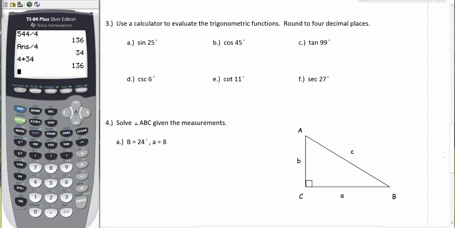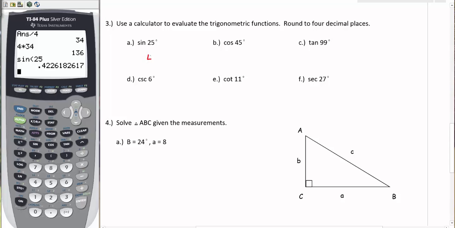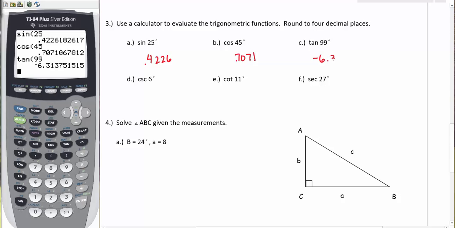Okay, so then another piece of today is to use your calculator. So you first need to make sure that you're in degree mode. So go to mode, make sure it's in degree, and you're just going to type in sine of 25. Wonderful, 0.4226. Okay, cosine and tangent are the same. Cosine 45, we got 0.7071, and tangent of 99, which is negative 6.314. Okay, so those are very straightforward.